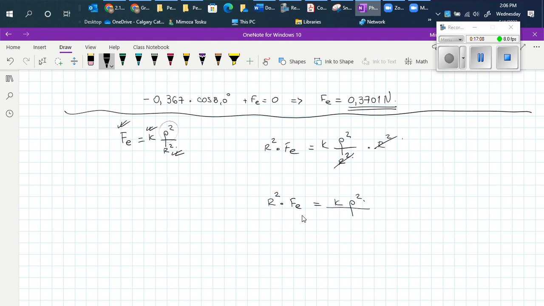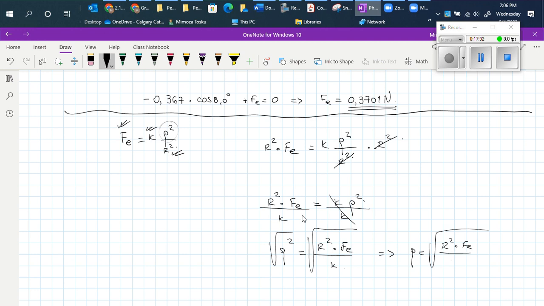So in this case, we'll divide both by K, and then we will have Q squared is equal to R squared times Fe over K. And now the square root is the opposite operation of squaring up. So you square root both sides, and then you will have Q is equal to the square root of R squared times Fe over K.